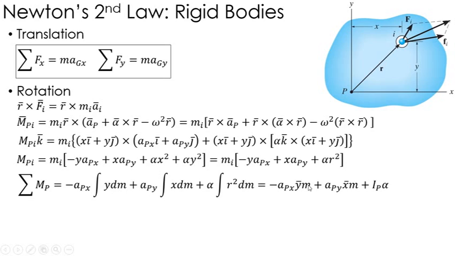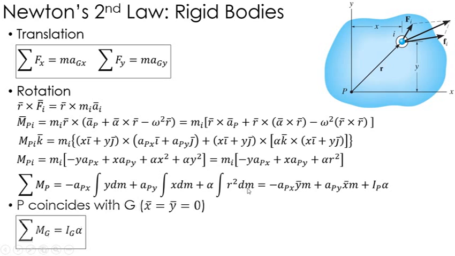Again, go back to our definition of centroid to prove that to yourself. Same thing with x. The integral of x dm is simply the centroid in the x direction times the mass. And you'll remember also that the integral of r squared dm is simply the mass moment of inertia I about point P times alpha. That's where the r squared m comes from.